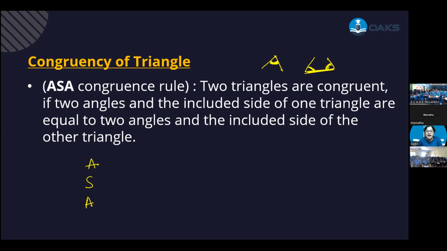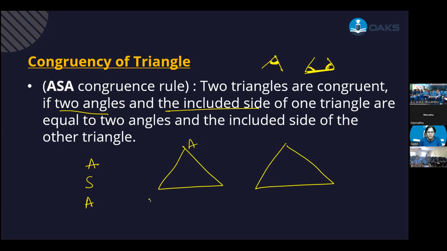Two triangles are congruent if two angles and the included side of one triangle are equal to two angles and the included side of the other triangle. I am drawing here two triangles, ABC and PQR. Now it is given to us that this angle is equal to this angle, this angle is equal to this angle, and BC is equal to QR.